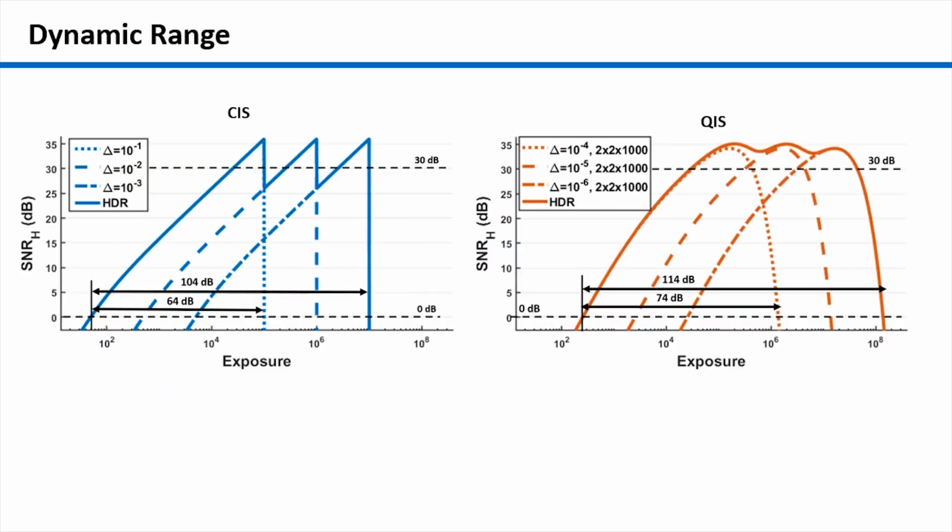We then use this expression of SNRH to quantify the dynamic range of QIS and CIS. We can clearly see here that QIS has extremely better dynamic range compared to the CIS.